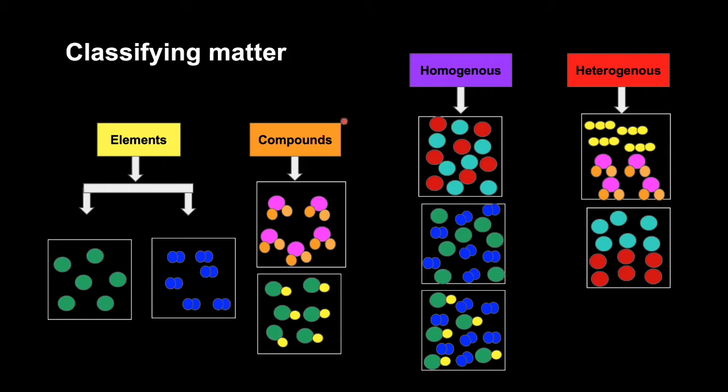Compounds, again, are substances of two or more elements fused together in fixed proportions. Example: water, H2O. We can say the pink circle here is the oxygen, and the orange circles are hydrogen. And then the next example, you can say this is NaCl. Let's say the green sphere is sodium and the yellow one is the chloride for NaCl.